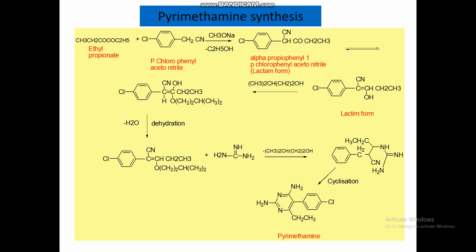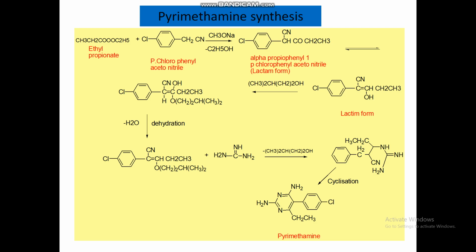What is the difference between lactam form and lactim form? C double bond O is the lactam form. C-OH is the lactim form. That is the tautomeric effect. Okay, so here next it will be the lactam form after conversion by the tautomeric effect. That particular alpha-propionyl para-chlorophenyl acetate, those are isomers.